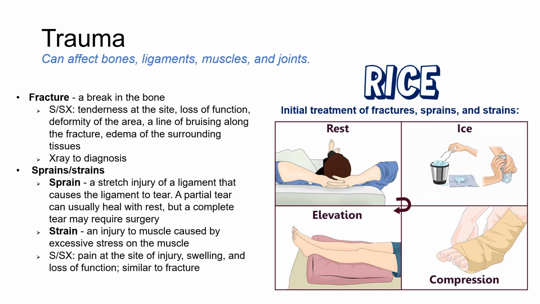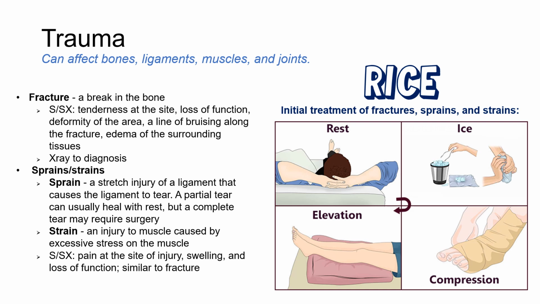Talking a little bit about trauma. Trauma can affect anything in our body, our bones, ligaments, muscles, and joints. So that is why it's important that we're aware of this. So fracture. A fracture is a break in the bone. If a patient has a fracture, it's going to be painful at that site. They're going to have loss of function. You might see a deformity in the bone and possibly a line of bruising along the fracture. And because this is part of inflammation, we're going to have edema in those tissues.